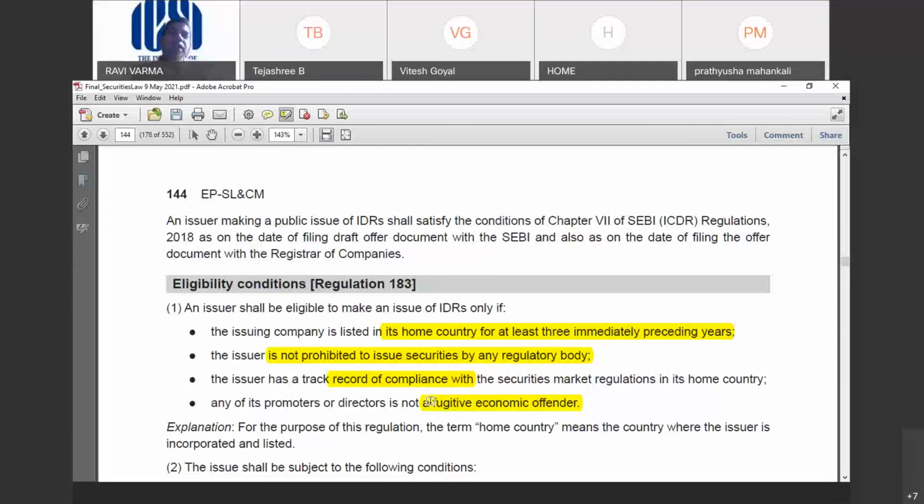goes about. Under the IDR, what basically the foreign company will do, foreign company will hire an Indian custodian and they will give their shares to the Indian custodian bank. They will say, now against those shares, you please issue receipt in the market of my company and ask the investors to put the money into the deposit receipt. Investors will put the money into the receipt.